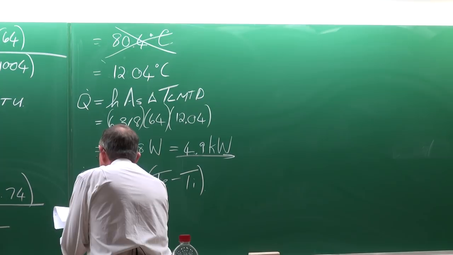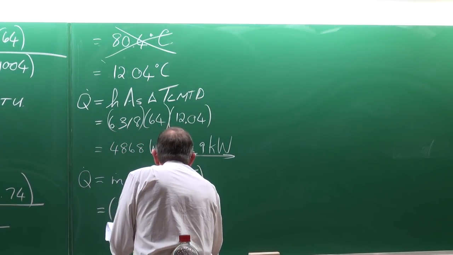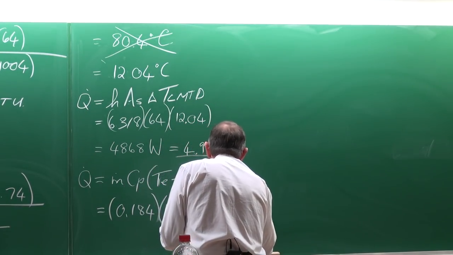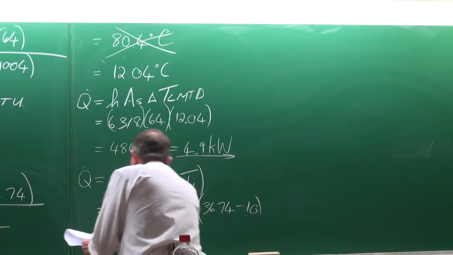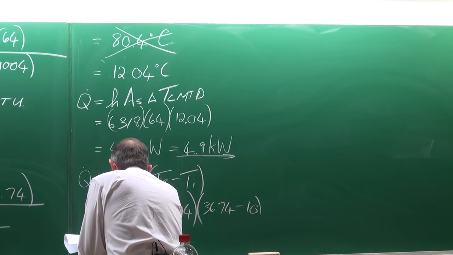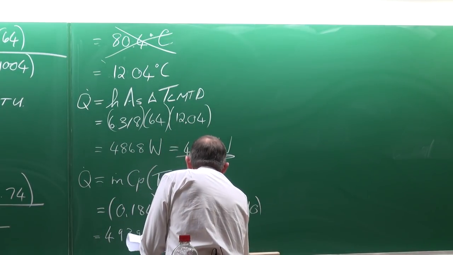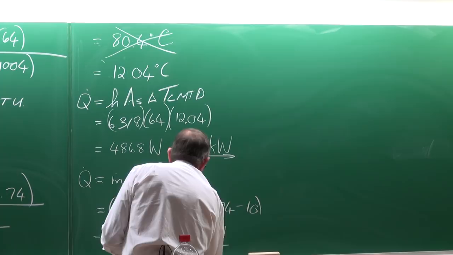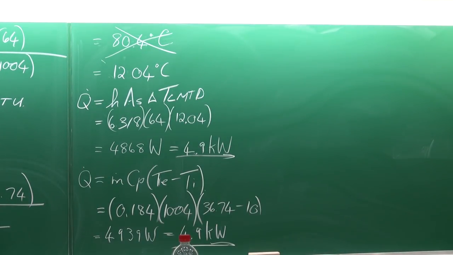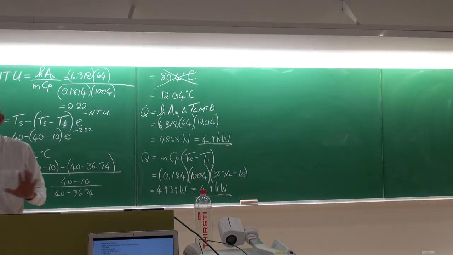The mass flow rate is equal to 0.184, Cp, which is 1004, outlet temperature is 36.74, inlet temperature is 10, and fortunately, it works out as 4,939 watts, so it is also 4.9 kilowatts. So most probably, our calculation is correct. Are you happy with that?